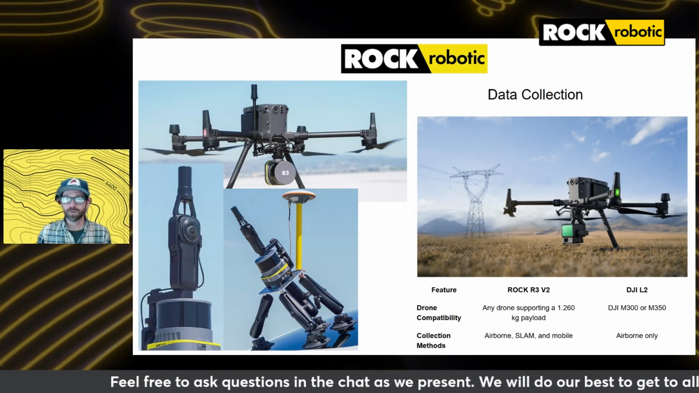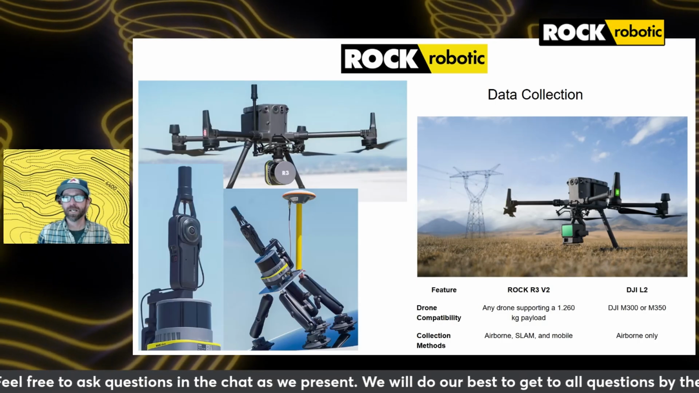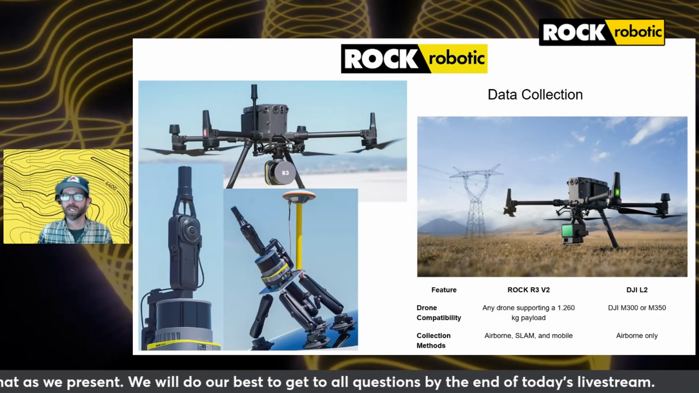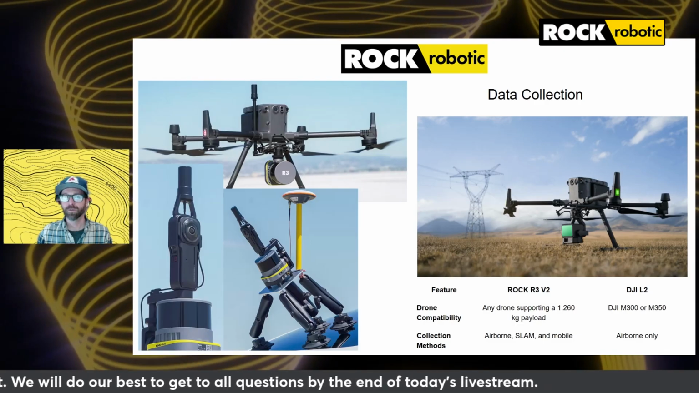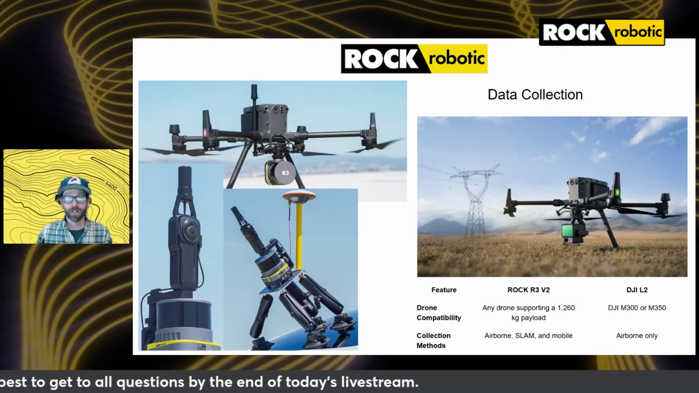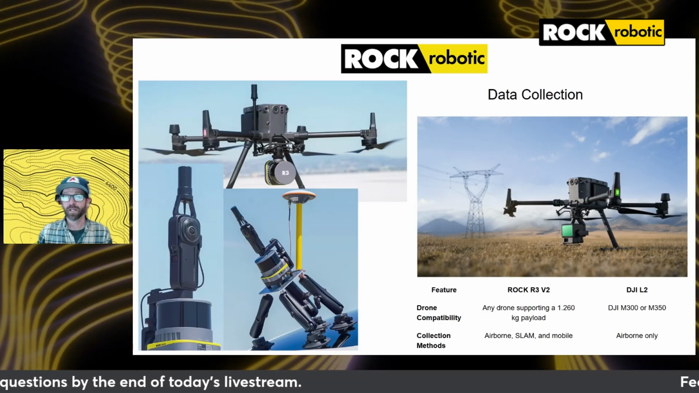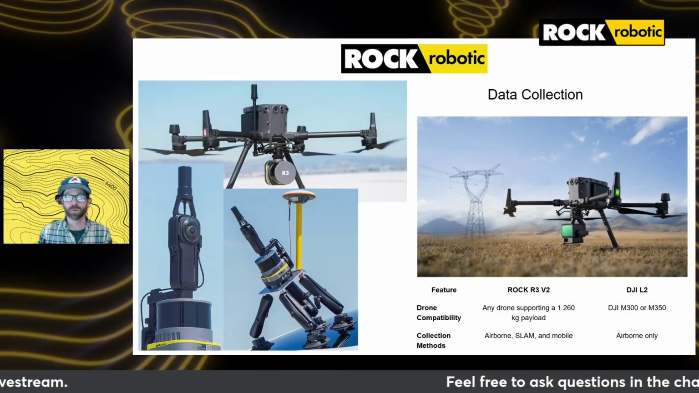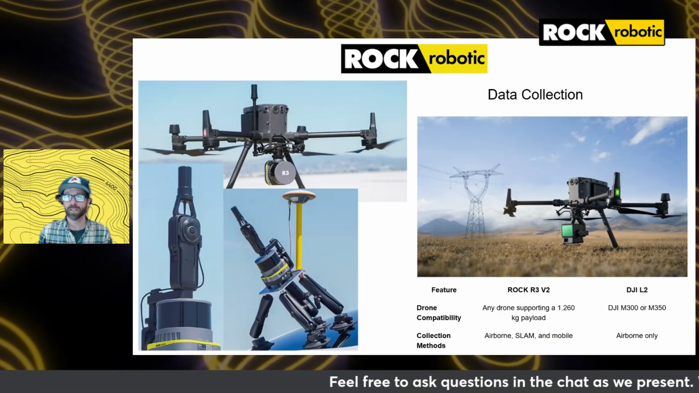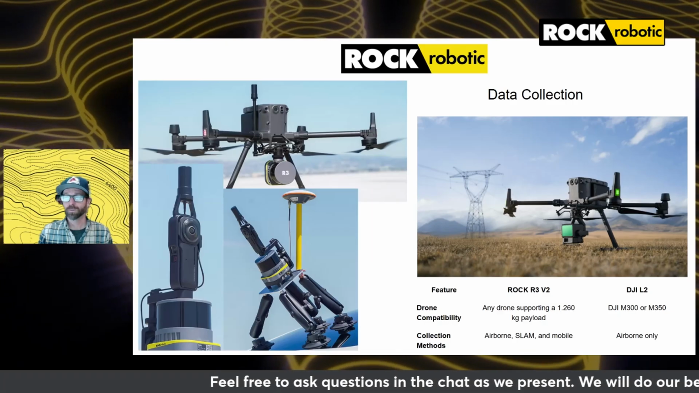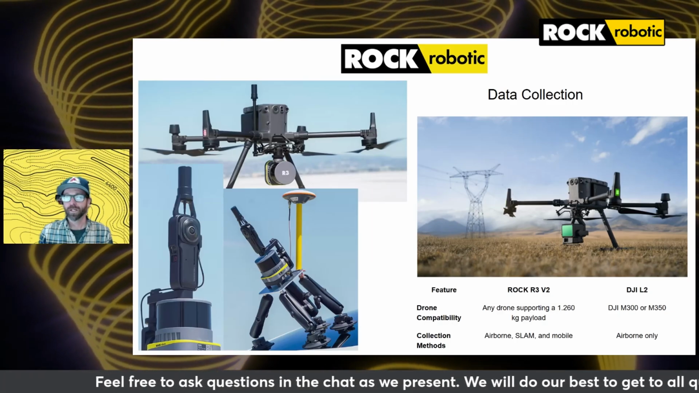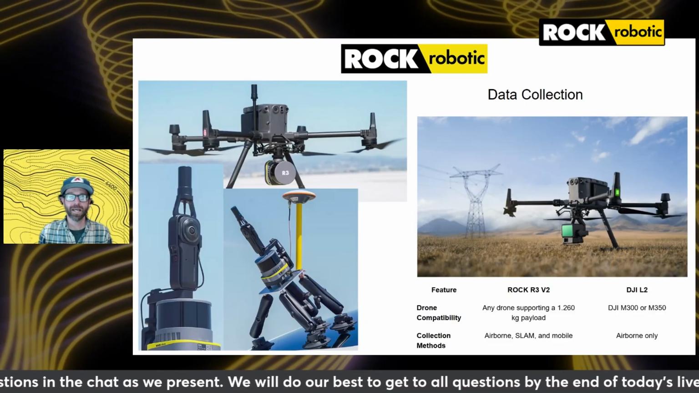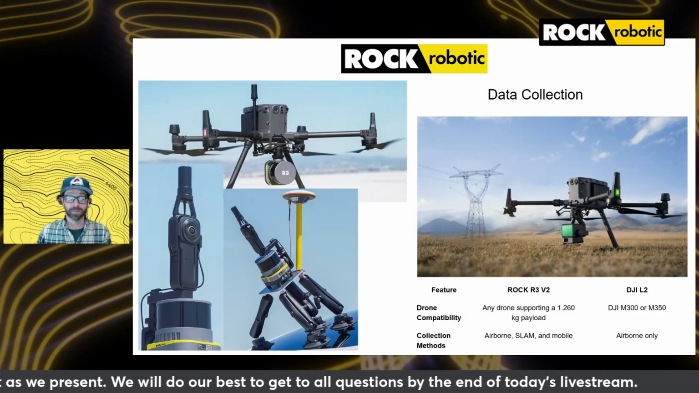First, let's look at drone compatibility. The DJI L2 LiDAR unit is designed specifically for use with DJI's M300 and M350 drones. The ROC R3V2, on the other hand, offers greater flexibility. It can be flown with any drone that supports the 1.26 kilogram payload, giving you more options for hardware integration or meeting contractual obligations such as NDAA or Blue compliance.